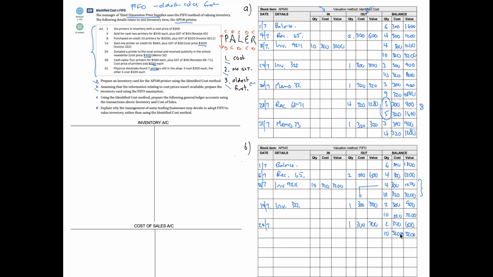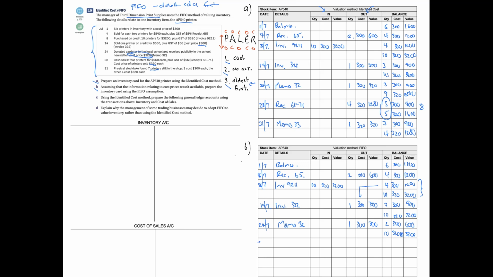And you might, for those keen eyes, realize this is the first time something has changed. When we did identified cost, we knew it was a $320 printer. This time we don't know this, so we have to make an assumption, and it is our oldest one that has left our business. So it is less accurate than identified cost, but it is a valid assumption, and we'll talk about why it might not be possible to do identified cost in part D.